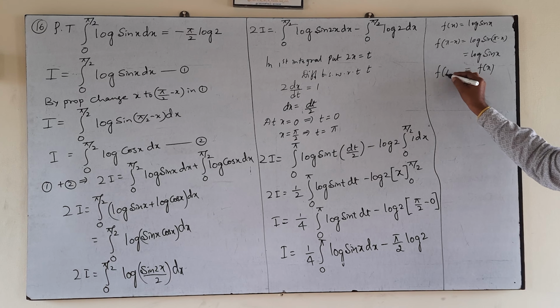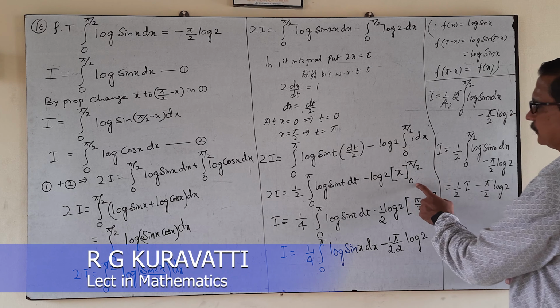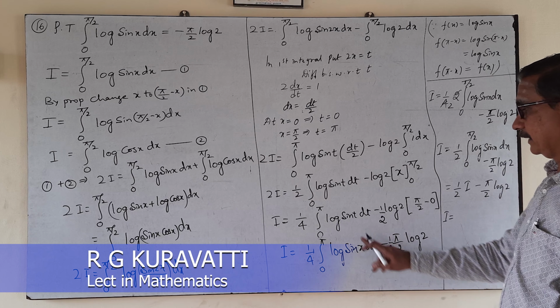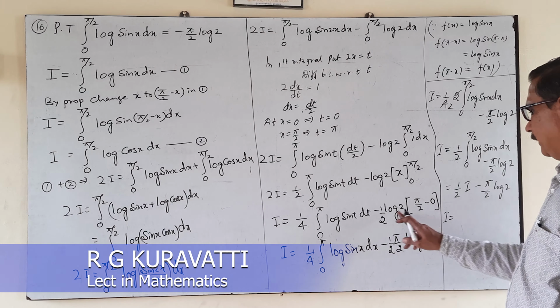Next. I is equal to 1 by 2, 1 by 2. Now here 2I is equal to 1 by 2 integral from 0 to pi of log sin t dt minus log 2, integral of 1 is x between 0 to pi by 2. I is equal to 1 by 4 into the first integral minus 1 by 2 into the second part, minus 1 by 2 log 2, putting x as the upper limit pi by 2 minus 0. So 1 by 4 integral from 0 to pi of log sin x dx by using property number 3, minus 1 by 2 into pi by 2 into log 2.